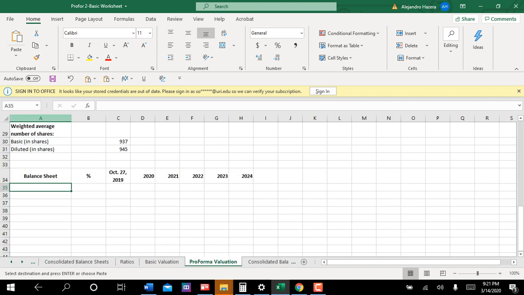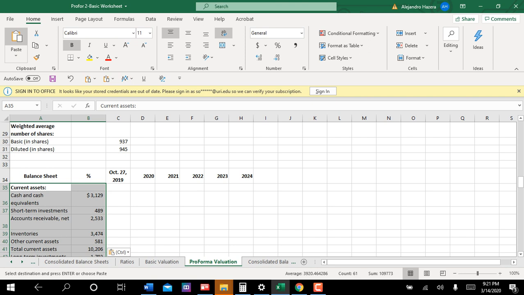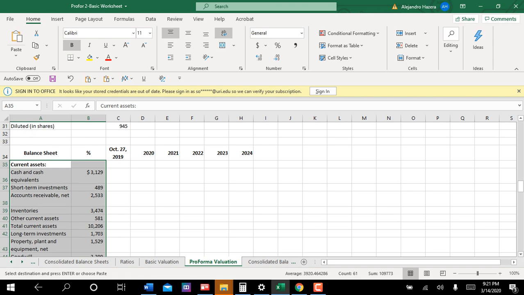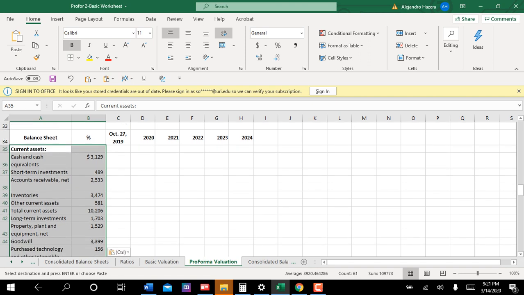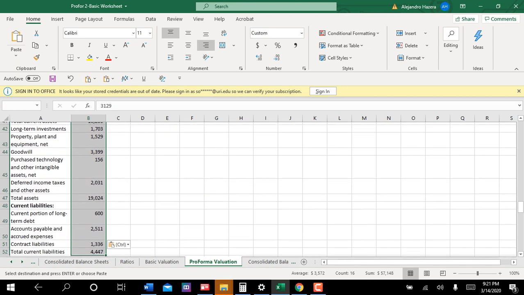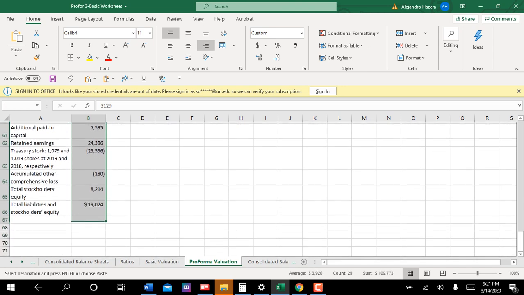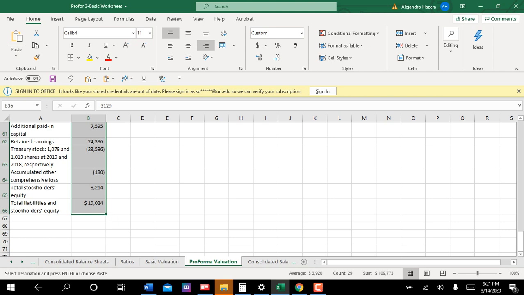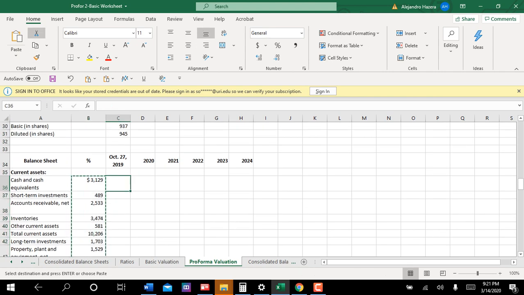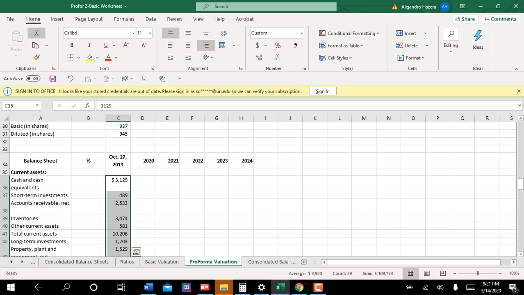We'll put the paste right there. Okay, now be careful here. One thing you want to be careful of is that when we did that, your numerical amounts are in the percentage column. So obviously we want to move those numerical amounts over to the October 27th, 2019 column. So let's just go ahead and cut those and paste those and move them over there. Okay, so now we've got our base year for the balance sheet put in here.